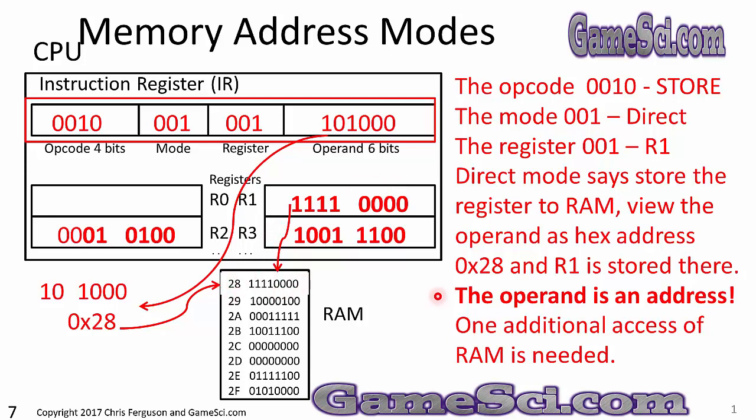The operand is the address. That's what direct mode means. The operand is an address in RAM memory. One additional access of RAM is needed. Obviously, if we're going to store something from the CPU into RAM, we're going to have to access RAM memory to do it.